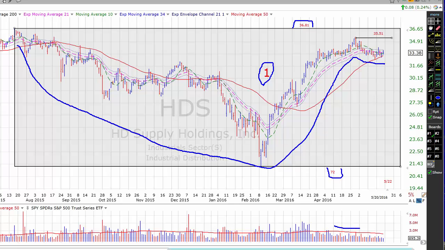Notice how the volume has dried up here as this handle has been forming. If we call it a cup and handle base, more aggressive traders can get in at the 35.51 area. HD Supply may be of interest to both conservative and aggressive traders here. More aggressive traders will want to get in at the cup and handle pivot point in the 35.51 area. Conservative traders are going to want to wait for a breakout above this consolidation base in the 36.81 range.